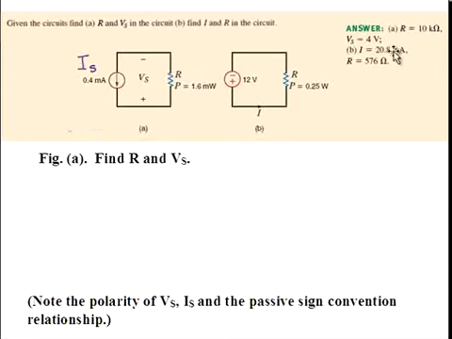In the figure A circuit, we have a current source connected to a resistor. We're given information about the strength of the current source, 0.4 milliamp, and the power being absorbed by that resistor, 1.6 milliwatts. And we are to determine the voltage across the source, V sub S, and the resistor value.